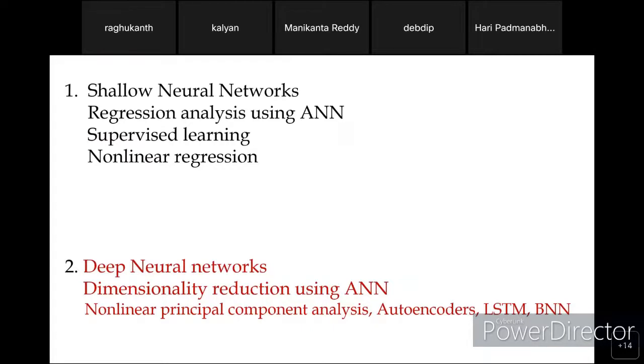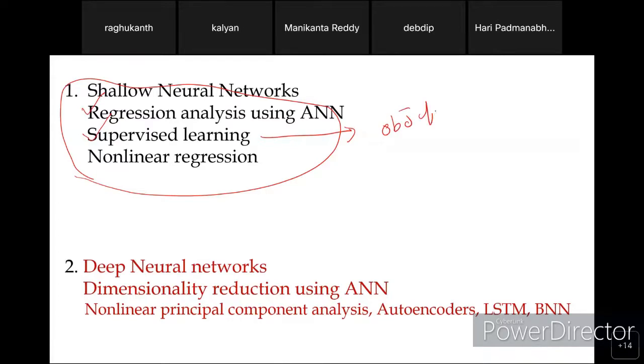So now, sir, in the first session we have finished shallow neural networks. Shallow means only one hidden layer, that's all. We have seen how to do regression analysis. That is what we also call supervised learning, because supervised means we have a basis, that is the objective function. Then we have the algorithm also, the Levenberg-Marquardt algorithm or whatever. So that comes under supervised learning. And of course it is a nonlinear regression.